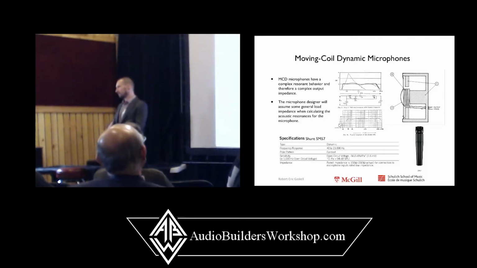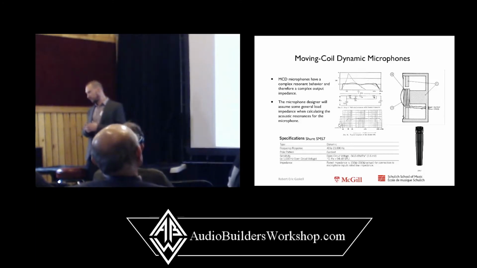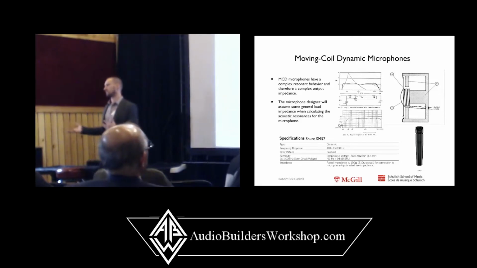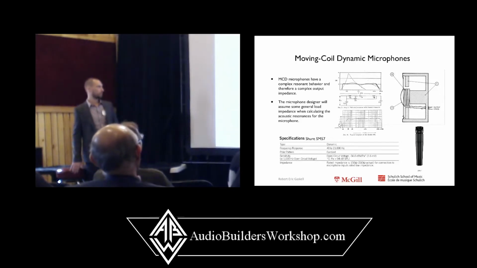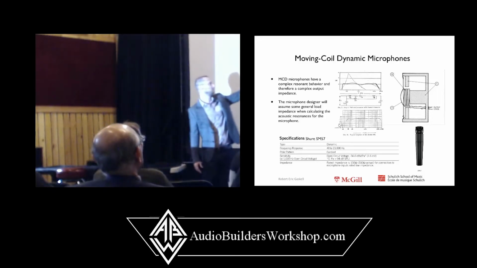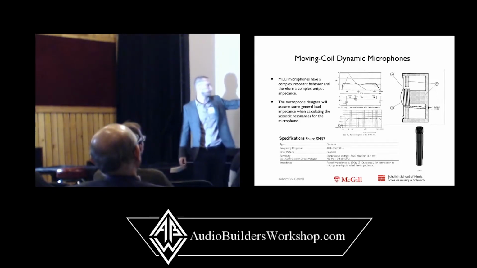Yeah. So I was just wondering, the output impedance of a ribbon microphone, is that anywhere between 300 and 600 ohms? Well, it depends on the winding of the transformer, typically, but generally it's going to be between 150 and 600.